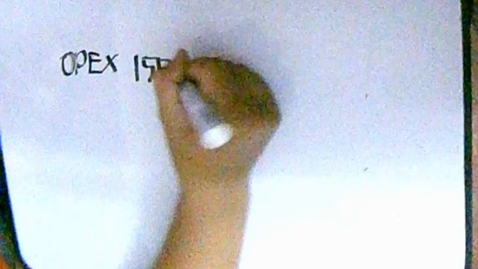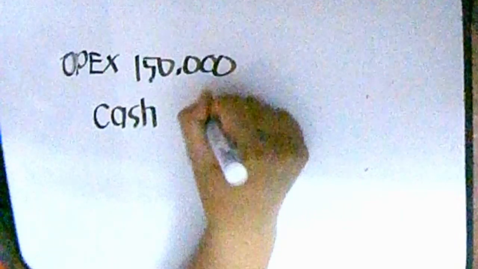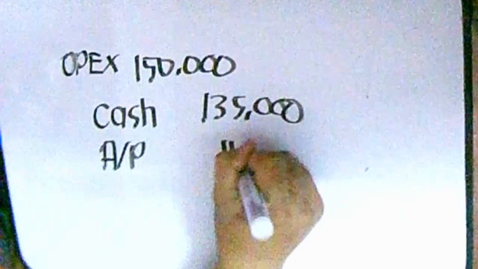So, eto, ganito yung magiging entry natin para sa pagbayad ng ating operating expenses. Debit tayo ng operating expenses. Ano, yung amount is 150,000 kasi yun naman talaga yung na-incur. And then, credit tayo ng cash kasi ito yung binayaran amounting to 135,000. And then, another credit for accounts payable of 15,000.